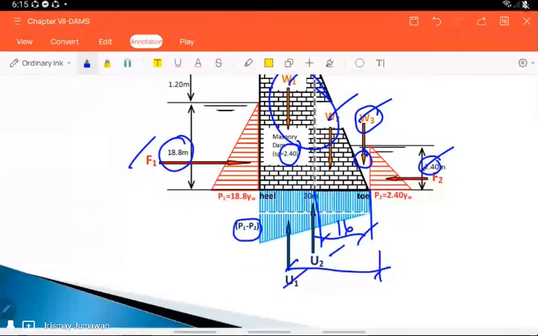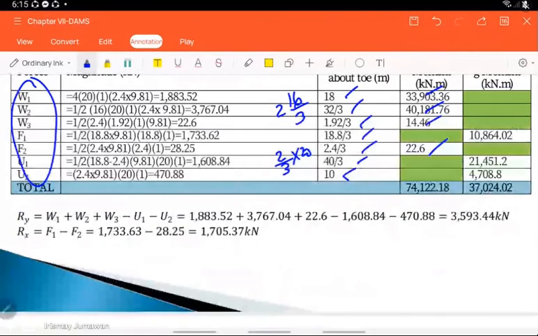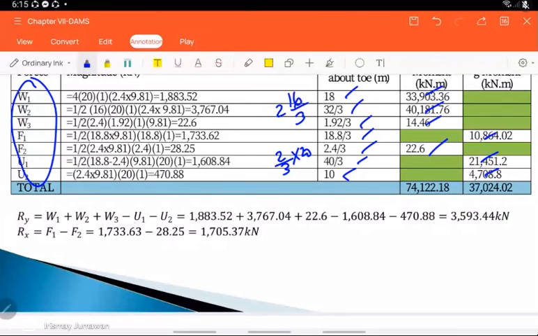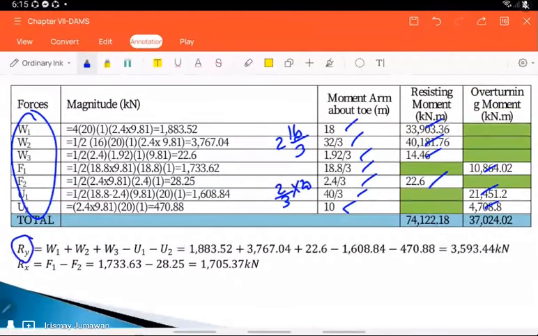U1, F1, U1. So you have to take the total, the horizontal and the vertical. From that, we can now compute the factor of safety against overturning and sliding.